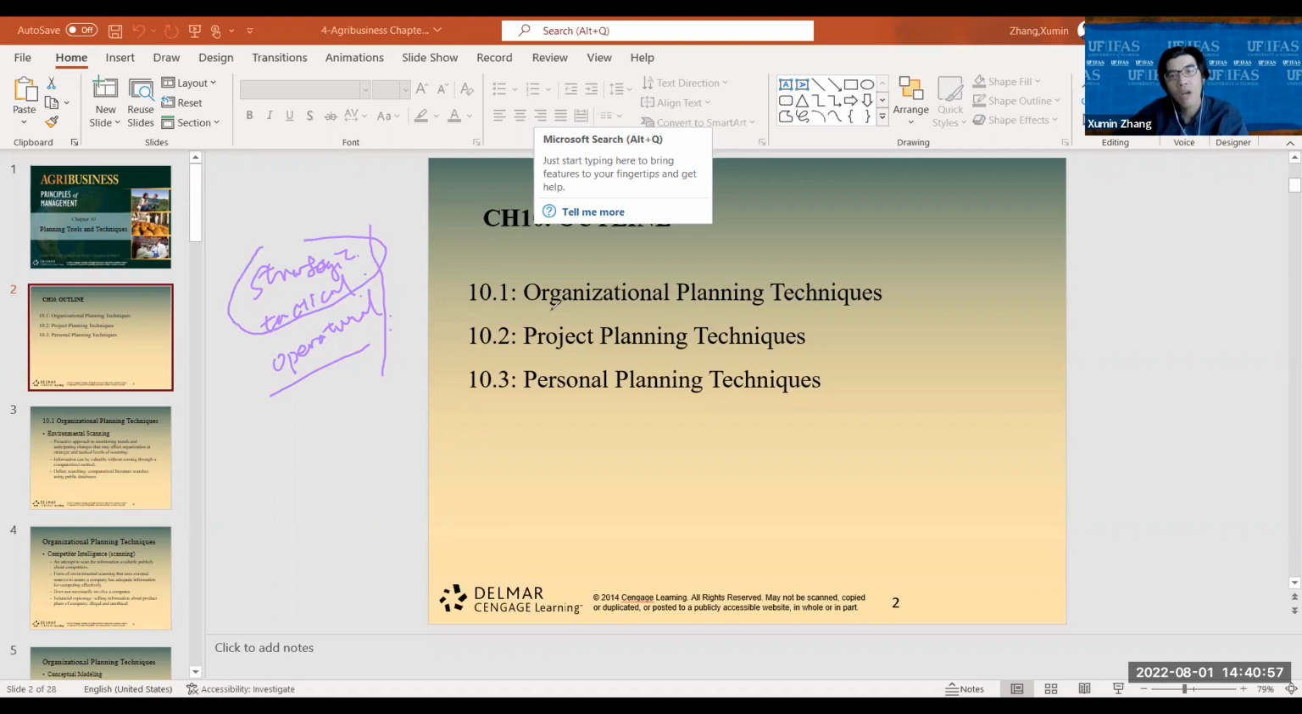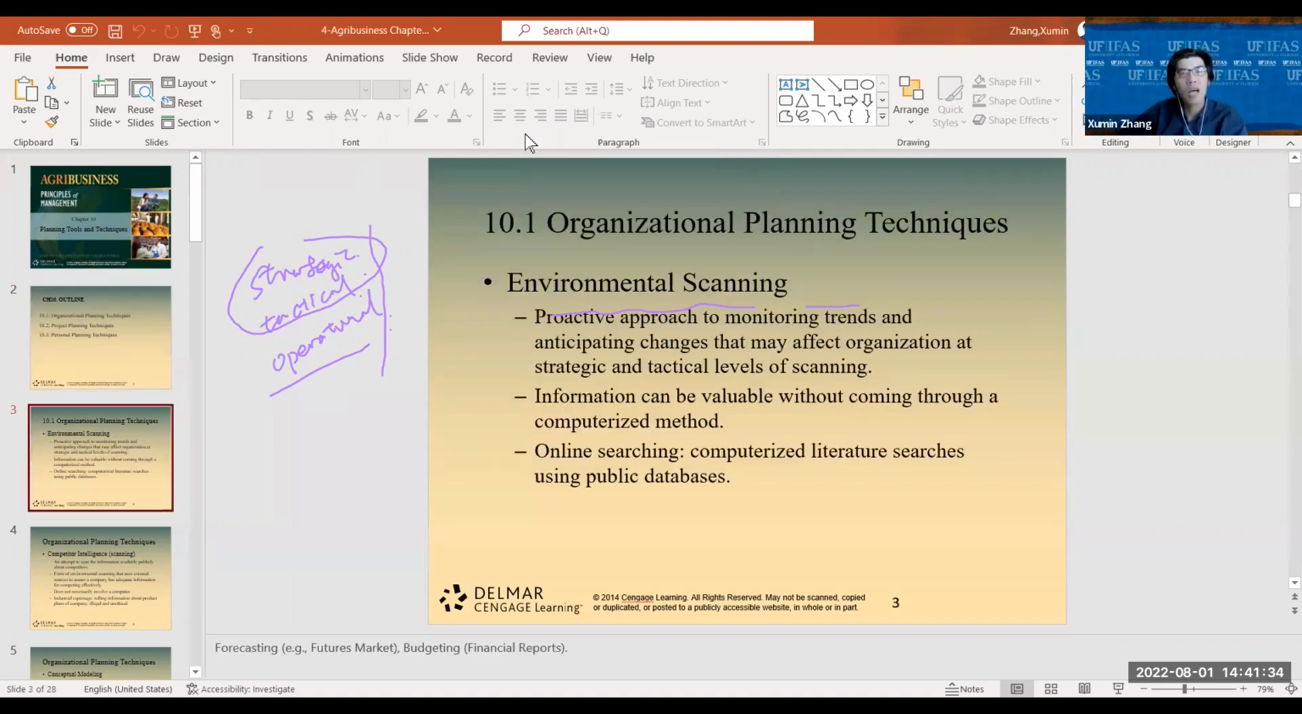So in 10.1, we talk about organizational planning techniques. Keep in mind that we are talking more about strategic planning and tactical planning. In 10.2, we will talk about projects. All those plans will lead to projects, but at different levels. Let's start with organizational planning techniques.